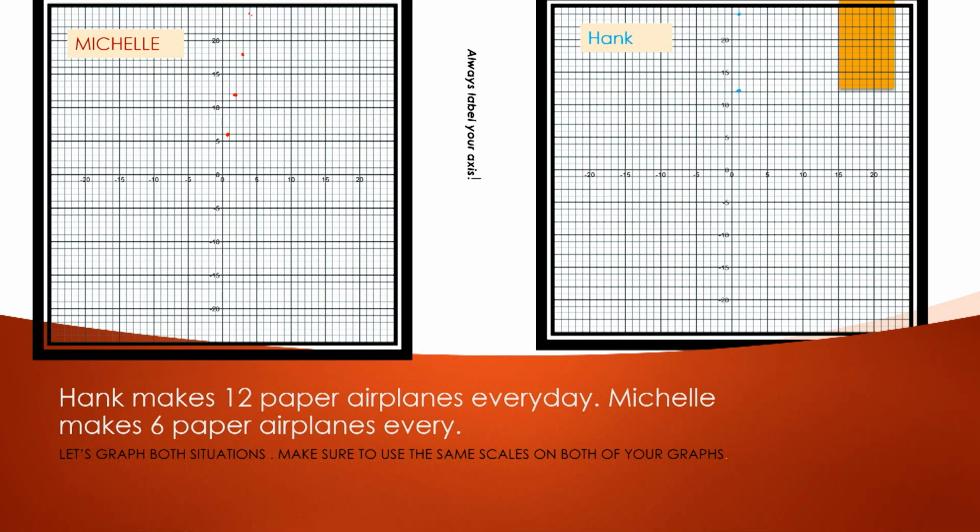So we could say that they are changing from day to day differently. So for Hank, I'm adding 12 each day, and for Michelle, I'm adding 6 each day. That's what we call our rate of change in that context.